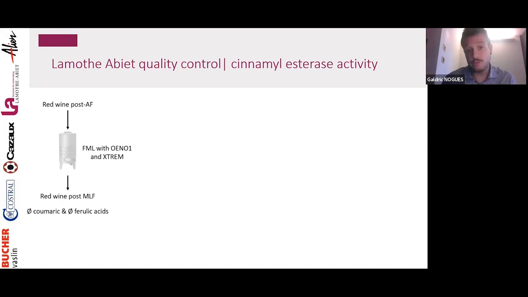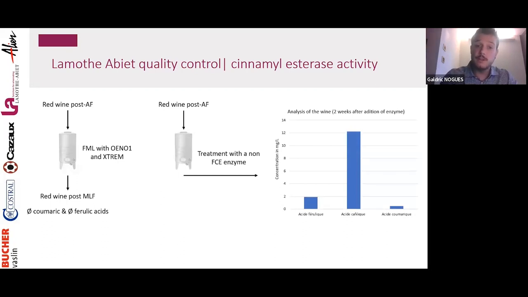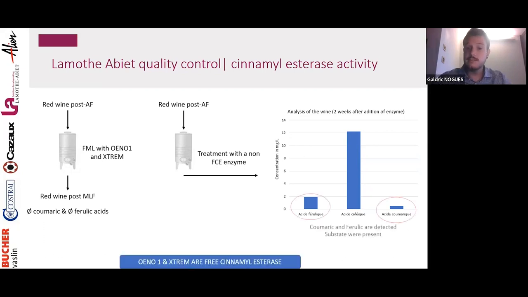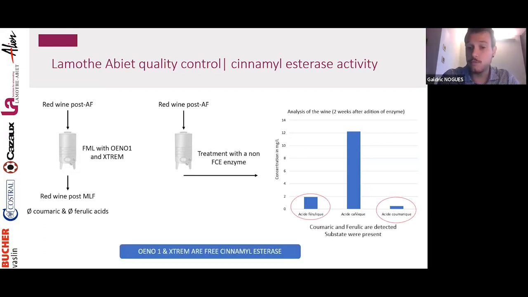To check the presence of precursors, we take the same red wine, we treat it with a known cinnamoyl esterase enzyme, and then we analyze the wine two weeks after the addition of the enzyme. In this case, you can see that we can detect coumaric and ferulic acids. That means there was a substrate to produce them. So NO1 and Xtreme are cinnamoyl esterase negative because they don't transform the esters of cinnamic acids into cinnamic acids. They don't initiate this reaction. And it is a safety for the aromatic profile and the winemaker.